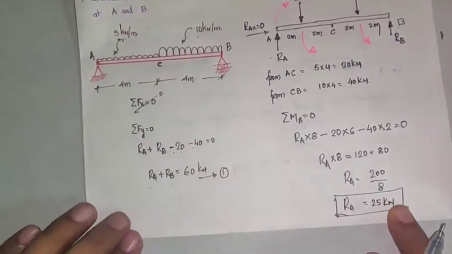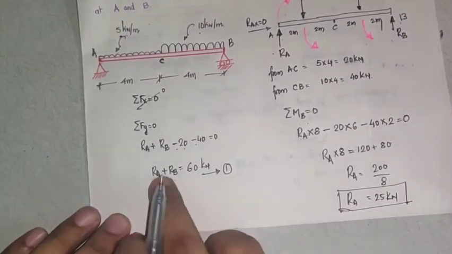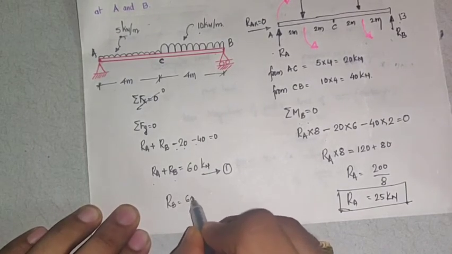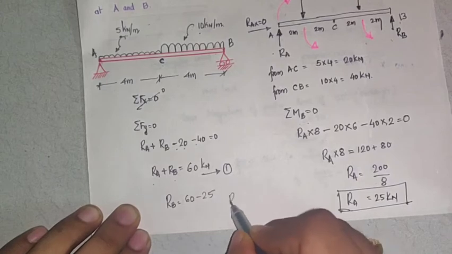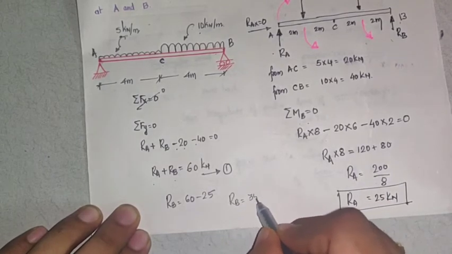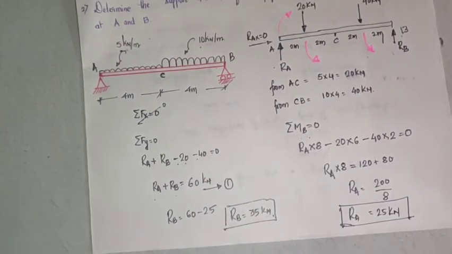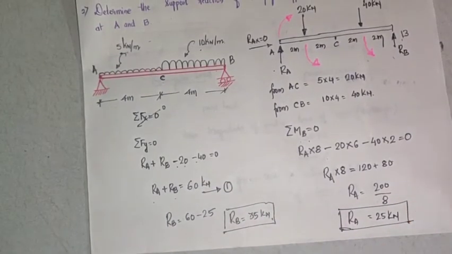So we got the value of RA as 25 kilonewton. Substitute this value of RA in equation 1, and you will get the value of RB, which is 60 minus 25. So you will get the value of RB as 35 kilonewton. So this is all about finding out the reactions.